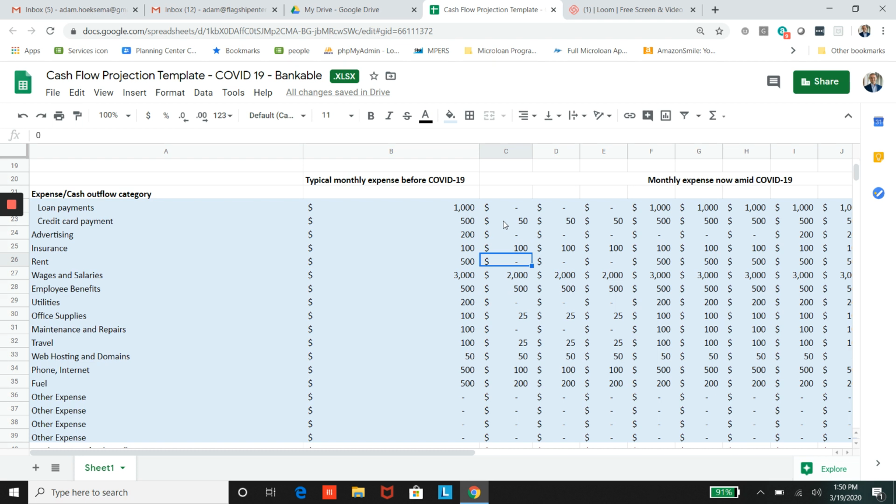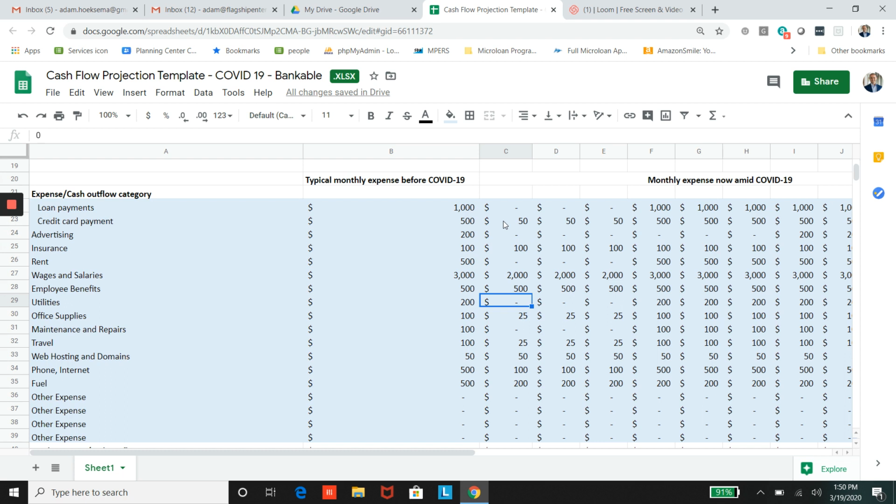Negotiate with your landlords. Maybe your landlords will give you a 3-month deferral or decrease in rent for a short period of time to help you through this. Maybe this is your wages and you say, you know what, I can take a $1,000 a month pay cut for a short period of time. So that goes down. Employee benefits, maybe this is health insurance and that's going to stay the same. You need to keep paying that regardless. Utilities, some utility companies are saying, don't worry about paying utilities for a short period of time. They're not going to turn you off. And so if that's the case, you could put that down to 0 as well.